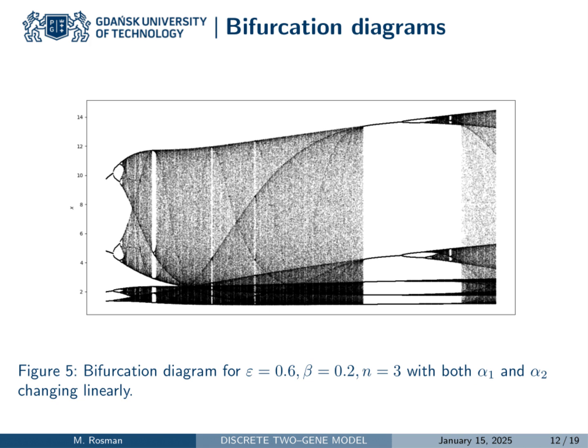This next diagram is created by varying both alpha1 and alpha2 along a linear segment of the parameter space. Here we can see a wide landscape of different behaviors of the model, which are remarkably similar to the behavior of a logistic map.